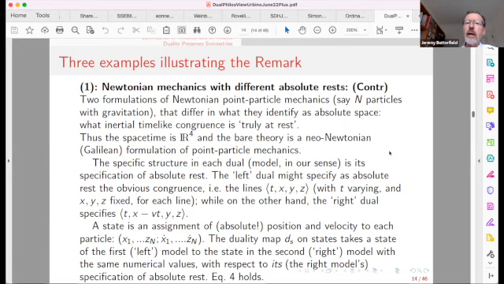So there's a space, in modern language, there's a space-time R4, and the bare theory would be what we now call the neo-Newtonian or Galilean space-time, with point particles inhabiting it subject to Newtonian gravity. So that would be the bare theory. And if we want to ask about the model triples, well, the specific structure, the thing that's making them different one from another, is of course the specification of absolute rest. And the left dual might specify as absolute rest what, if we have the structure R4, is the mathematically obvious congruence.